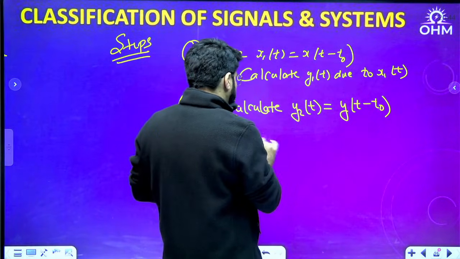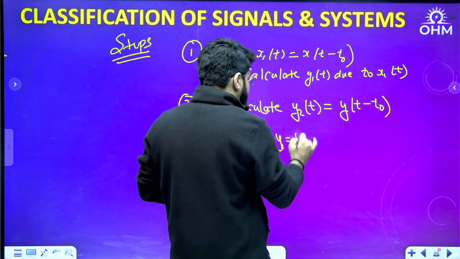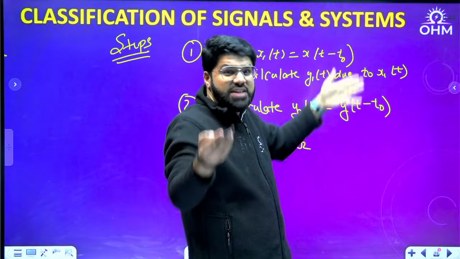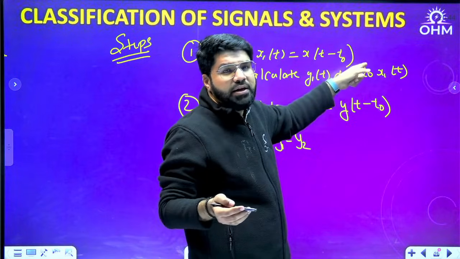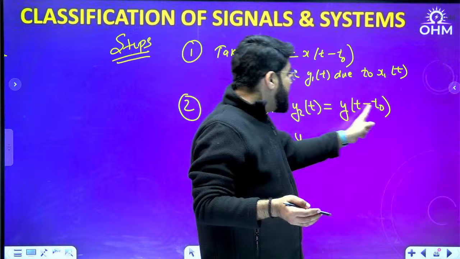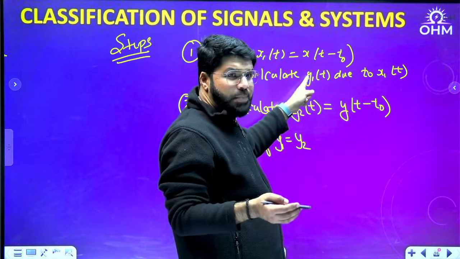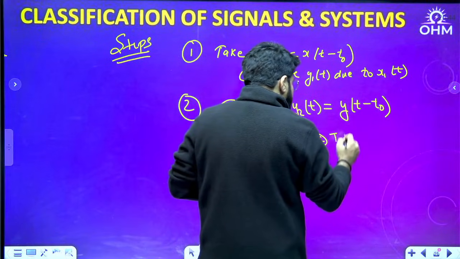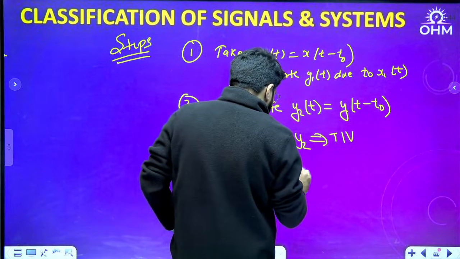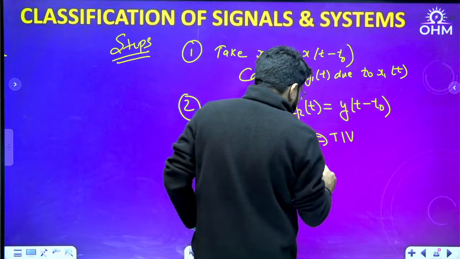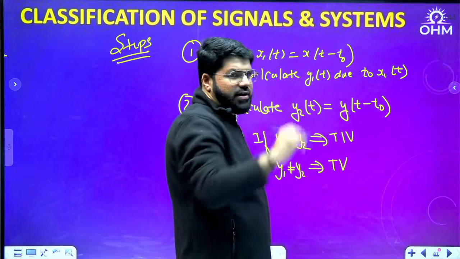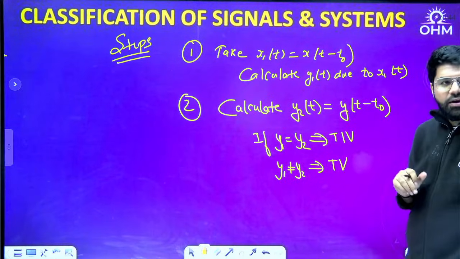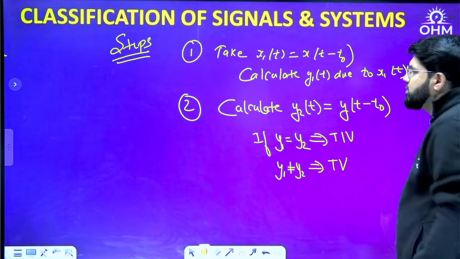Got my logic? I'll tell you once again. If the input is x(t minus t naught), the expected output, if it is time invariant, is y(t minus t naught), which is y2. That means the expected output y1 should be equal to y2. So if these two are equal, then the system is time invariant. If y1 is not equal to y2, we say that the system is time variant. Now, understand this.